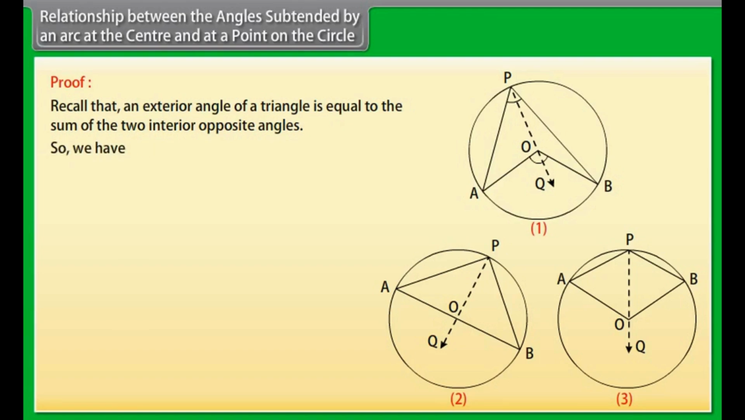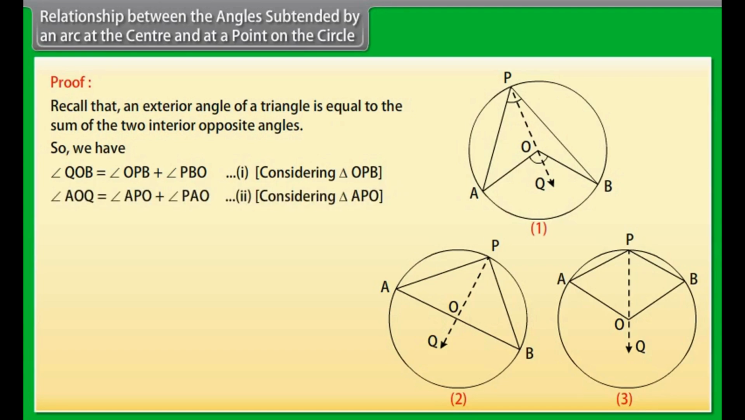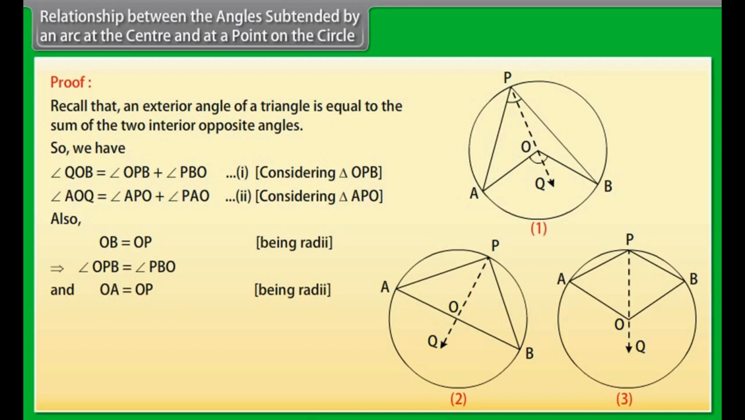So we have angle QOB is equal to angle OPB plus angle PBO, 1. Considering triangle OPB, angle AOQ is equal to angle APO plus angle PAO, 2. Considering triangle APO. Also, OB is equal to OP, being radii. Angle OPB is equal to angle PBO, and OA is equal to OP, being radii.